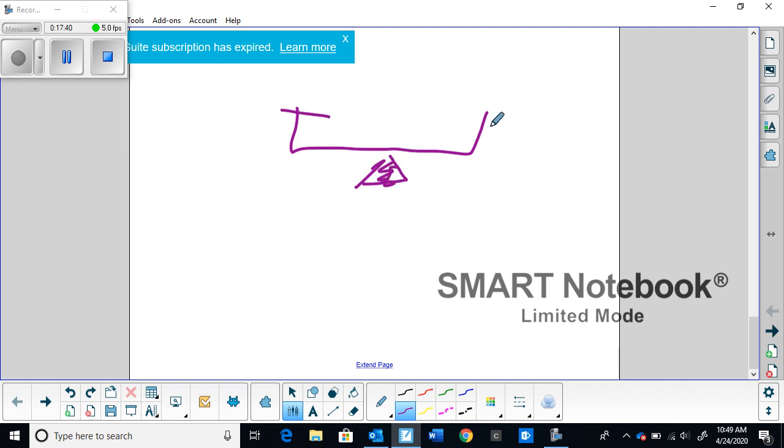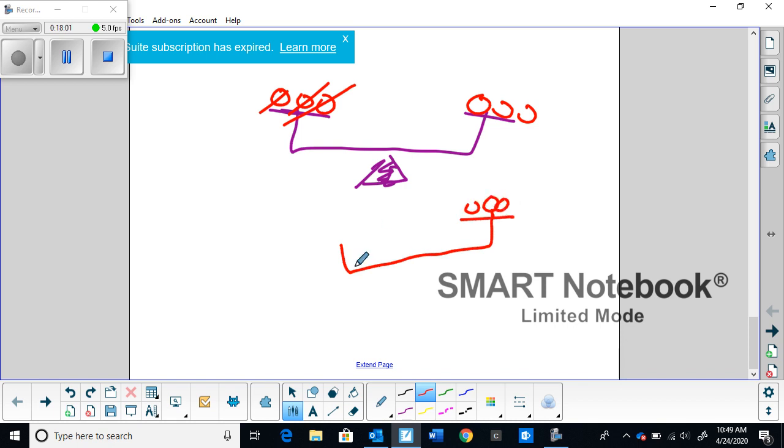And right now my scale is even. It's got 3 apples on each side. Let's say I take away these 3 apples from this side. The scale is no longer going to be balanced, right? It's going to be heavier on the other side, because this one has 3 apples and this one has nothing. So it's going to be unbalanced.